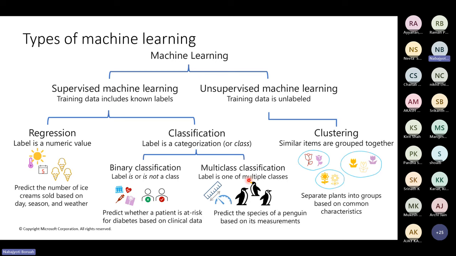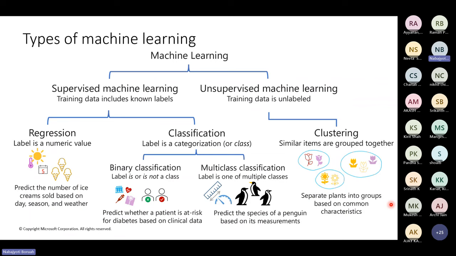Then going on to multi-class classification. Multi-class classification extends binary classification to predict a label that represents one of multiple possible classes. As you can see, there may be three different species of penguin: Adelie, Gentoo, or Chinstrap. These are the different species of penguin, as you can see on the screen. When a penguin comes into the system, we have to tell what class that penguin belongs to, because we are talking about three different species. So if I have to predict a particular class, that would be multi-class in that context.